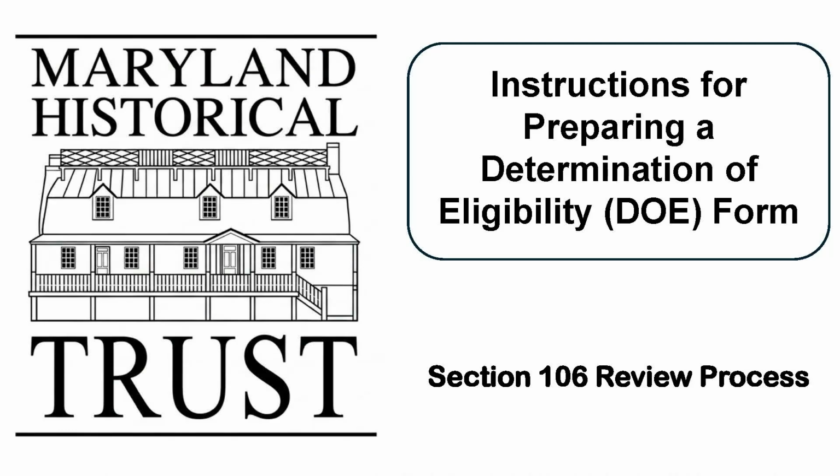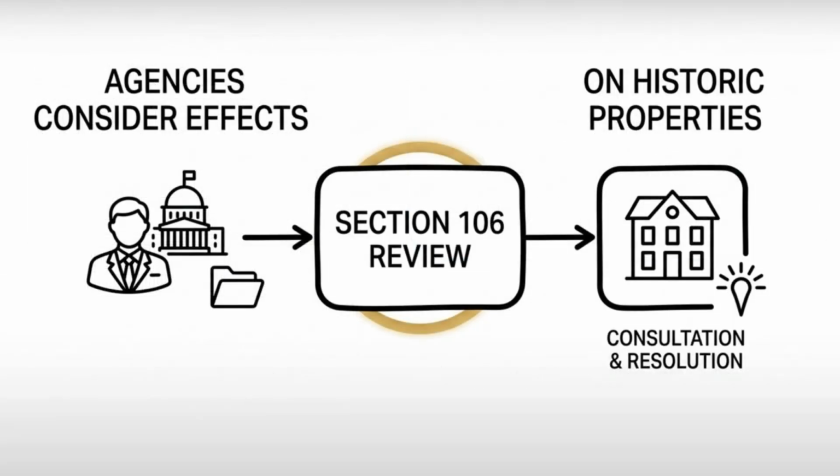This video provides a simple overview of how to prepare and submit a Determination of Eligibility, or DOE, to the Maryland Historical Trust as part of the Section 106 review process. Section 106 requires agencies to consider how their projects may affect historic properties.